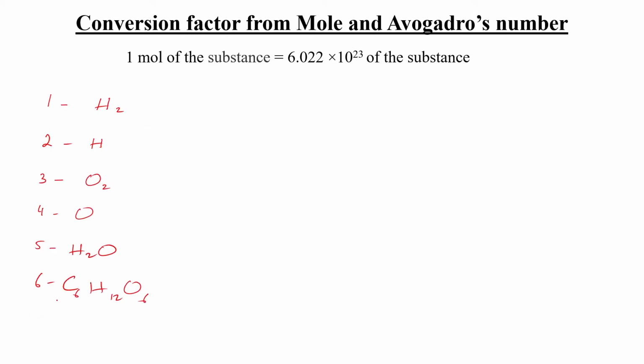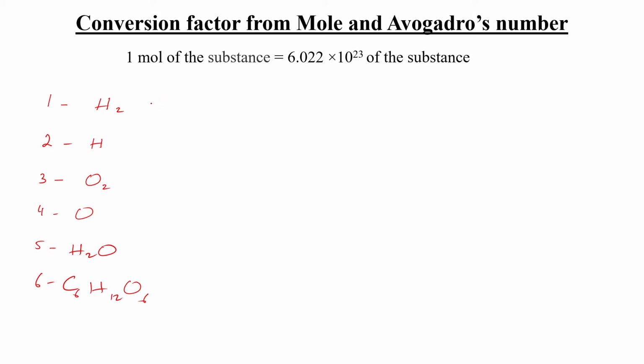Now let's make a conversion factor between these moles and Avogadro's number. So first of all, when we read these, it is 1 mole of hydrogen molecule. The second is 1 mole of hydrogen atom. The third is 1 mole of oxygen molecule. Fourth is 1 mole of oxygen atom. Fifth is 1 mole of water molecule. And sixth is 1 mole of glucose molecule.